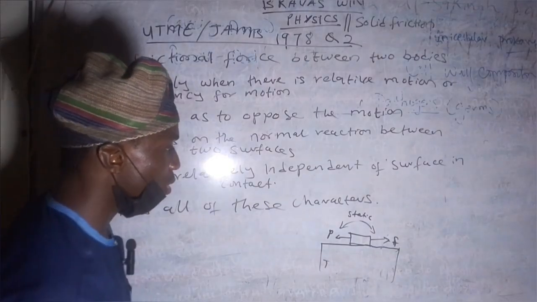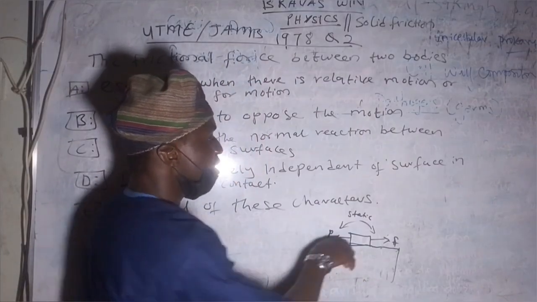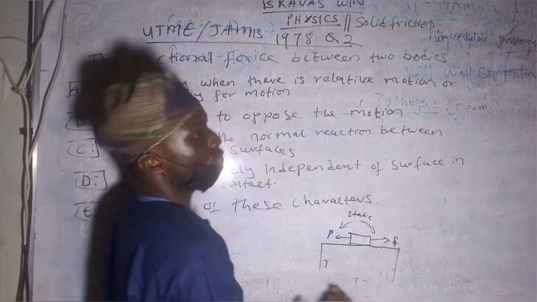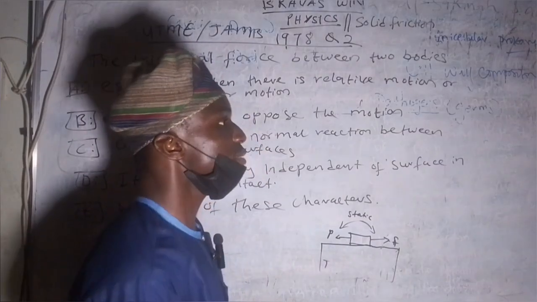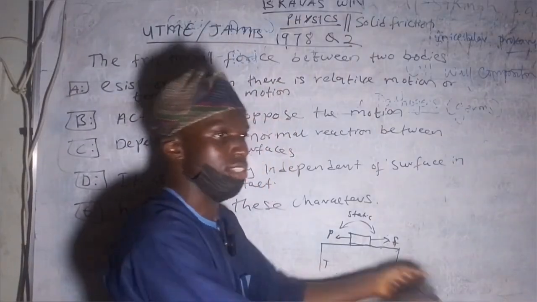The statement is correct. How? Before you can say there is friction between two bodies, the bodies must be in contact, and the body must try to move. When you drag it, it won't move until you apply more force that is greater than the friction. So when the body is trying to move, it will experience a friction that will obstruct its movement.